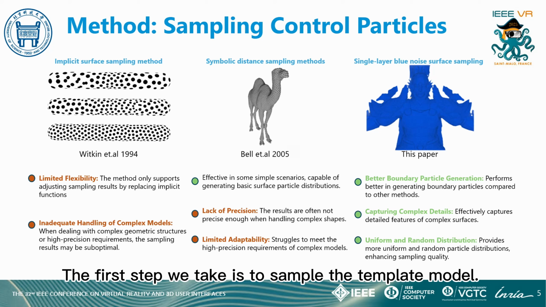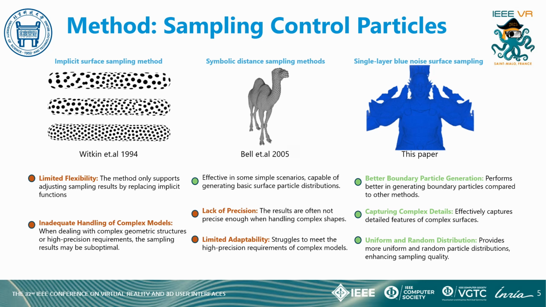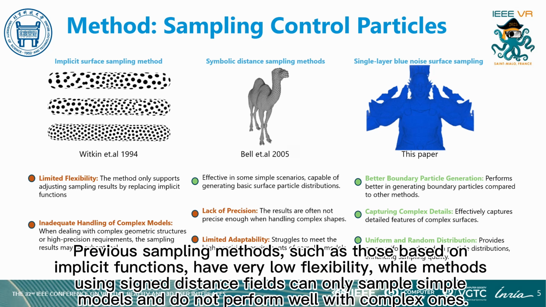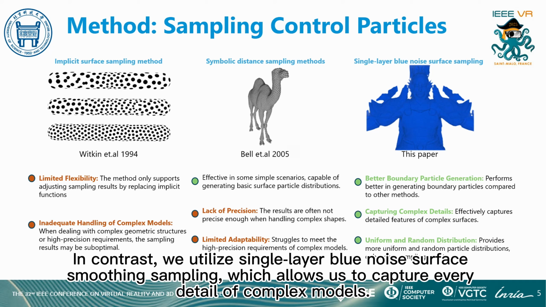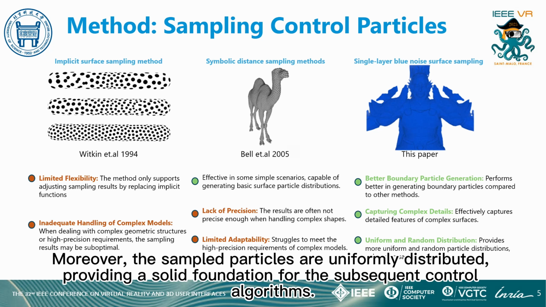The first step we take is to sample the template model. Previous sampling methods, such as those based on implicit functions, have very low flexibility, while methods using signed distance fields can only sample simple models and do not perform well with complex ones. In contrast, we utilize single-layer blue noise surface smoothing sampling, which allows us to capture every detail of complex models. Moreover, the sampled particles are uniformly distributed, providing a solid foundation for the subsequent control algorithms.